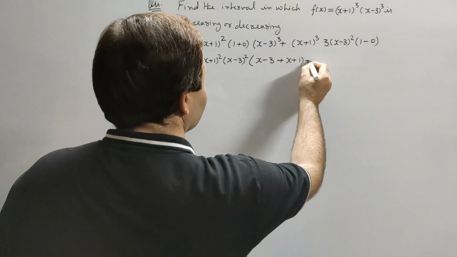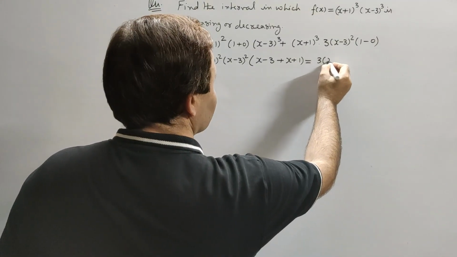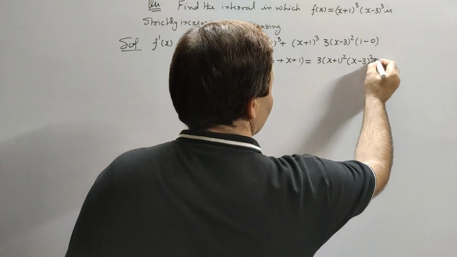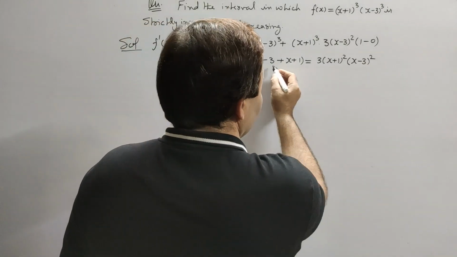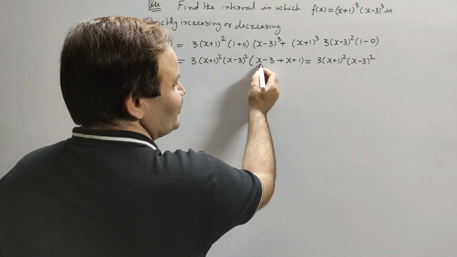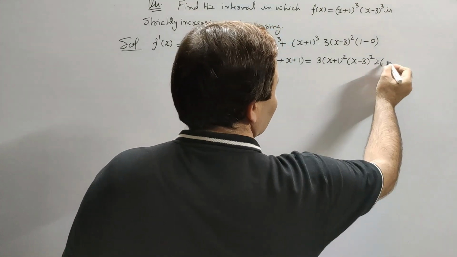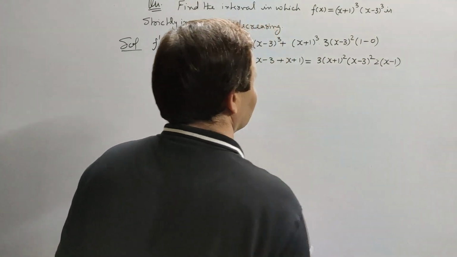This will give 3(x+1) whole square into (x-3) whole square into x and x, 2x minus 2. So 2 can be taken as common to get (x-1).